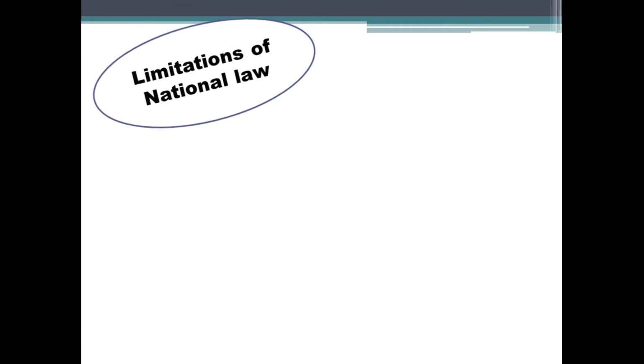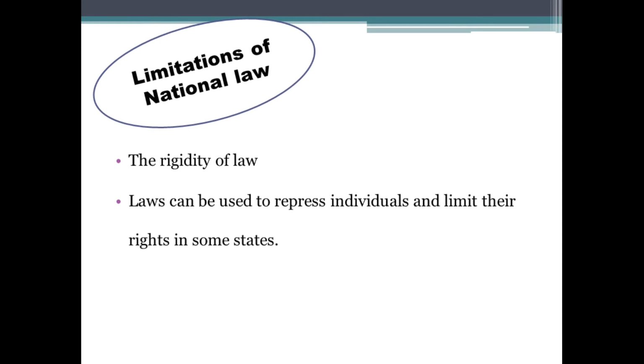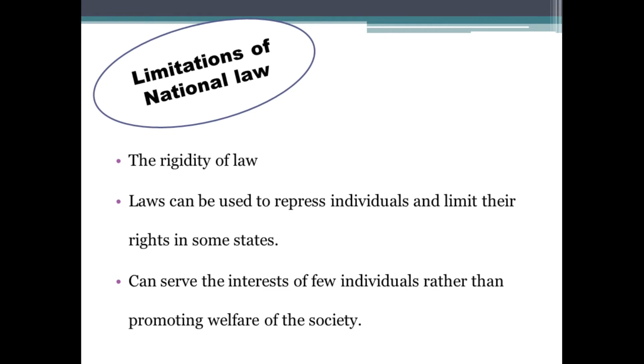Now, what are the limitations of national law? Limitations include the rigidity of law. The law should be frequently changed and adjusted to the changing environment in the state. Laws can be used to repress individuals and limit their rights in some countries. The law can also serve the interest of a few individuals rather than promoting the welfare of the society, because those who have the final say on the proposed laws, who can also change those laws, can easily misuse their positions for their own benefit, changing laws so that they can serve their personal interests and gains.